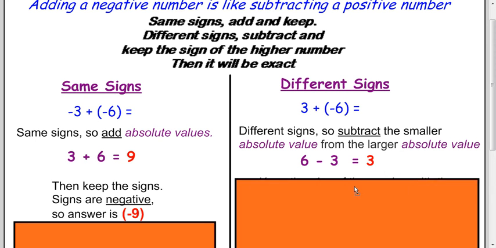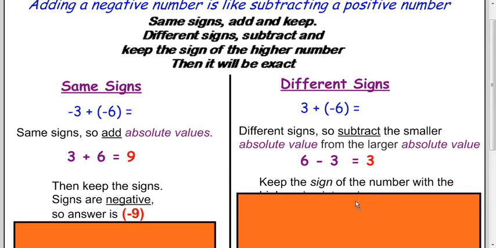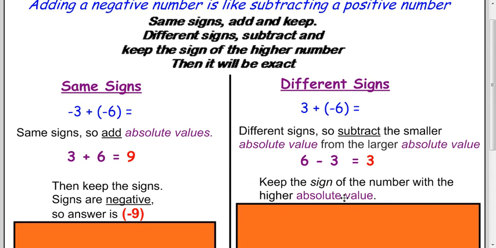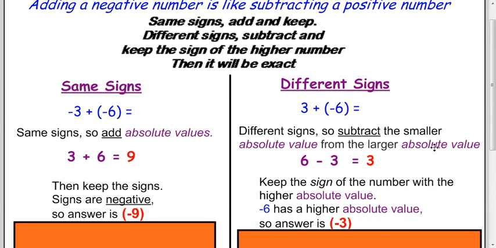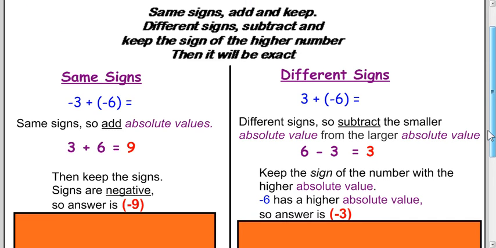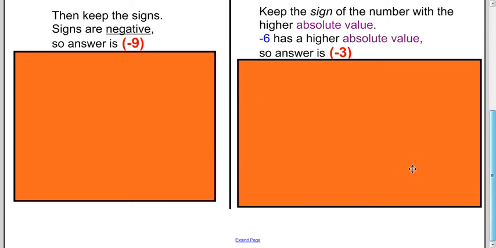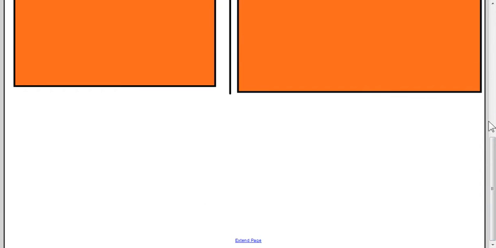So 6 minus 3 equals 3, and we keep the sign of the number with the higher absolute value. Again, negative 6 has a higher absolute value, so the answer is negative 3. Let's take a look a little further down at some of our other examples that we have here.